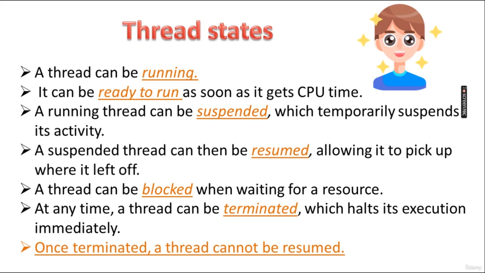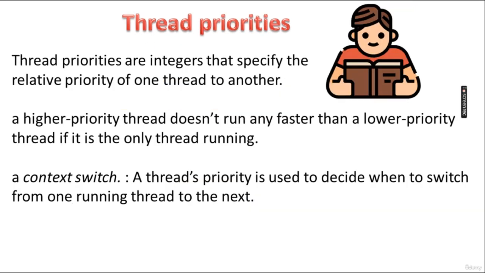A thread can be in the running state. It can be ready to run as soon as it gets CPU time. A running thread can be suspended, which temporarily suspends activity. A suspended thread can be resumed, allowing it to pick up where it left off. A thread can be blocked when waiting for a resource. At any time, a thread can be terminated, which halts its execution immediately. Once terminated, a thread cannot be resumed. So these are the thread states.